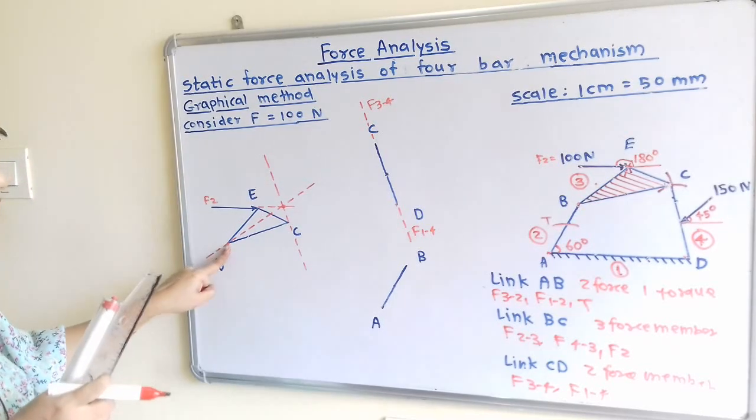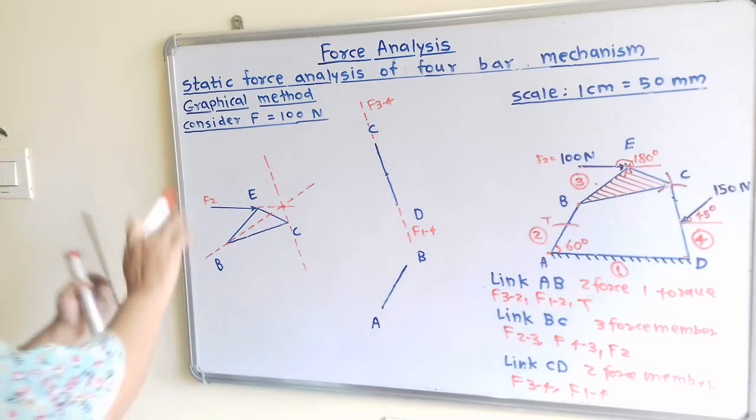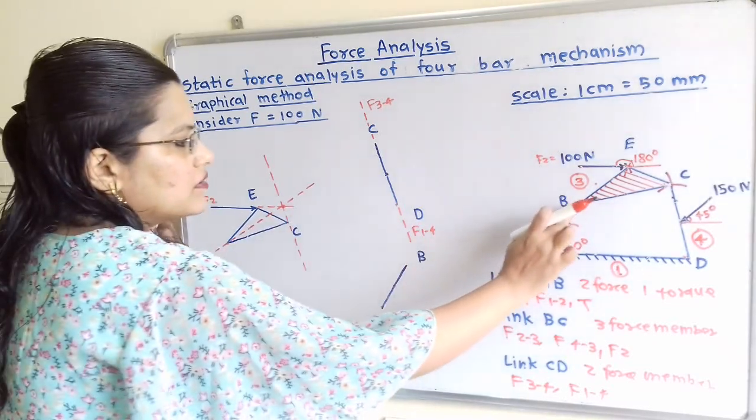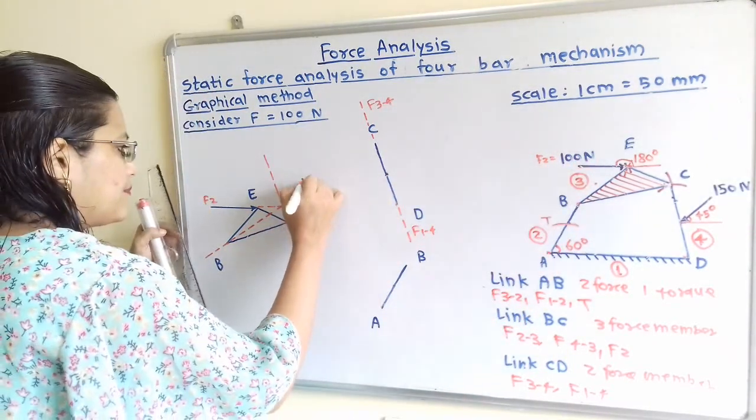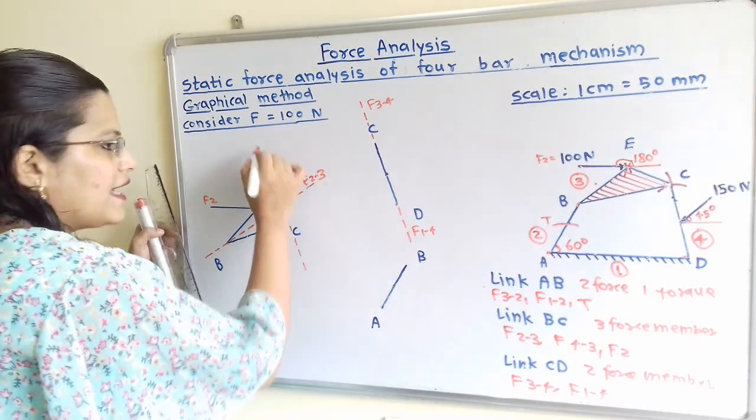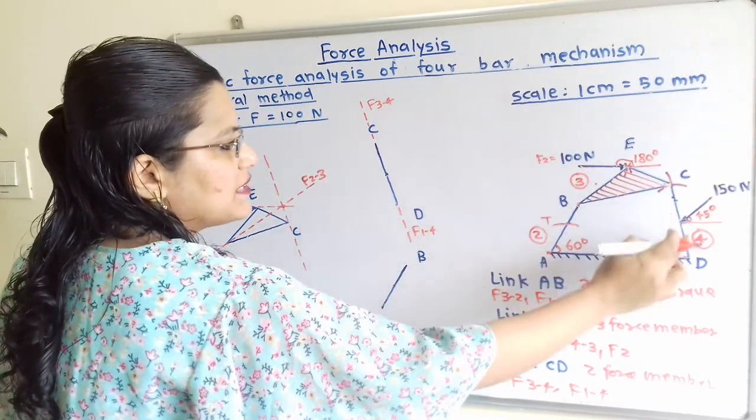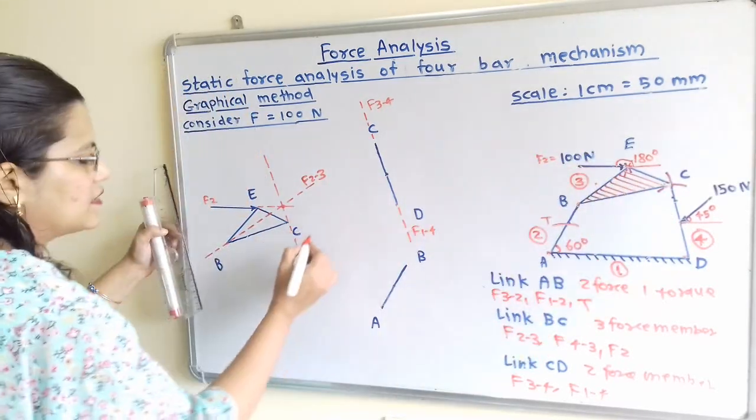Now here is the point B. So this is the line of action of which force? F of 2 to 3. And through the point C, which force is applied? F of 4 to 3.